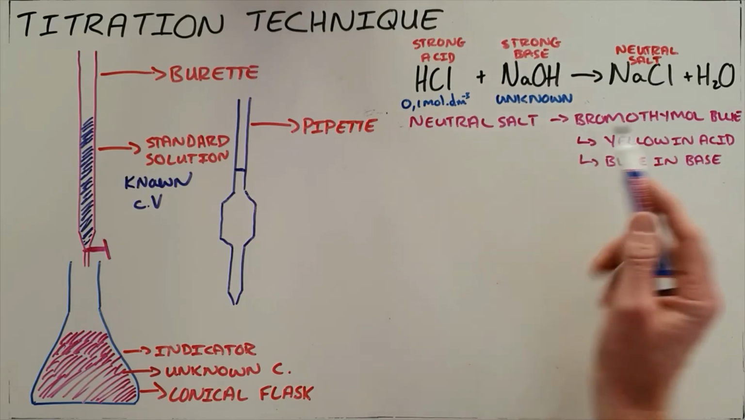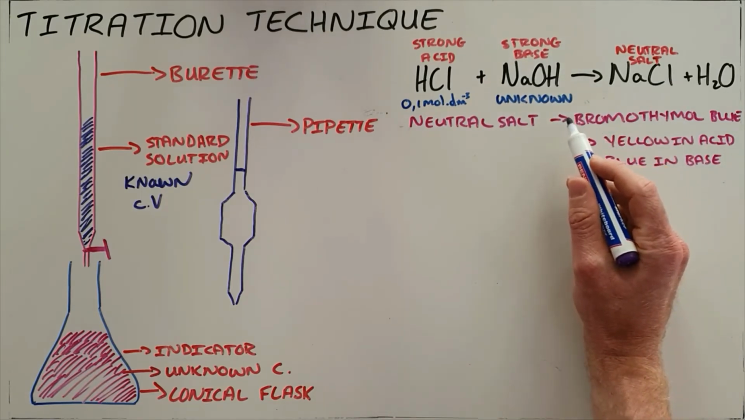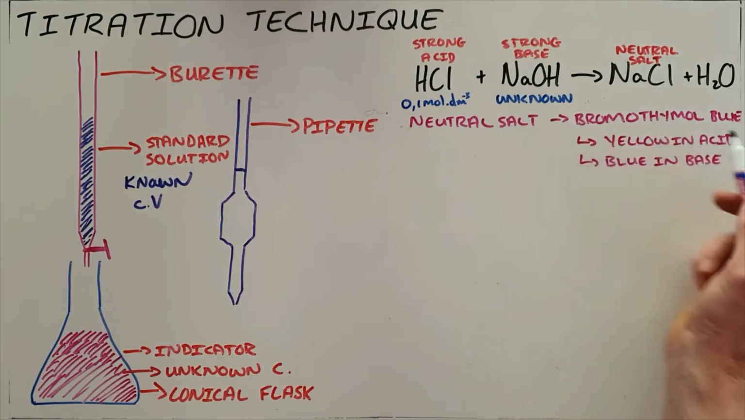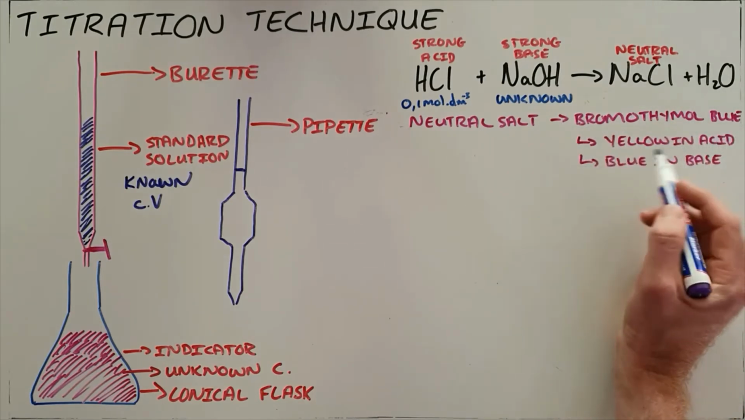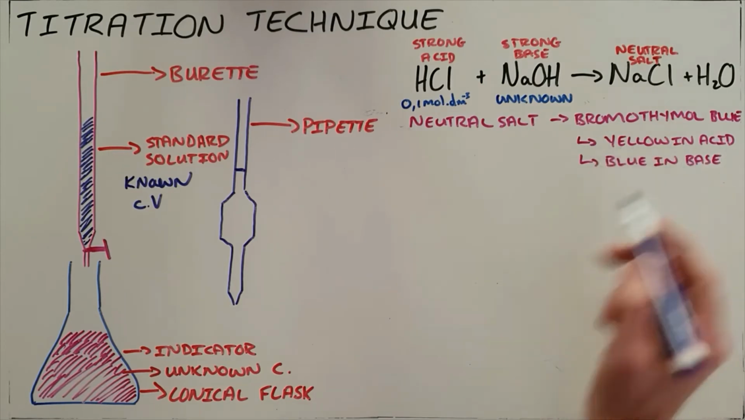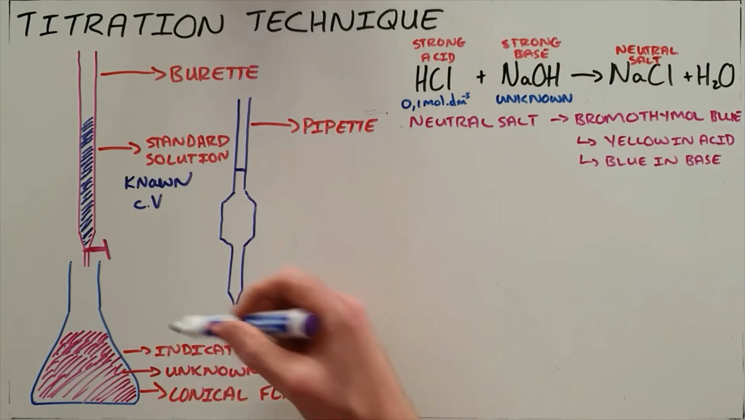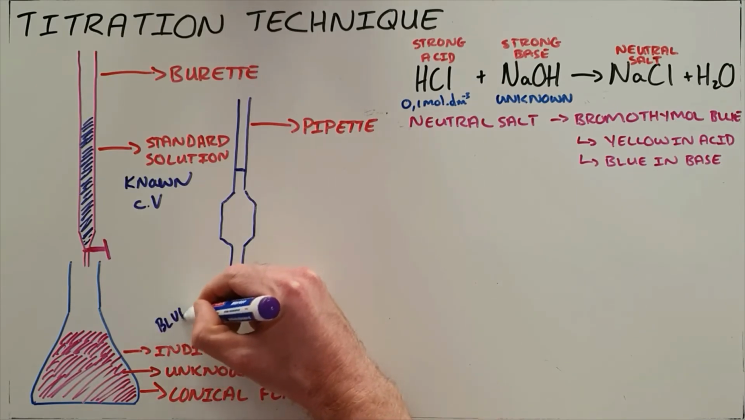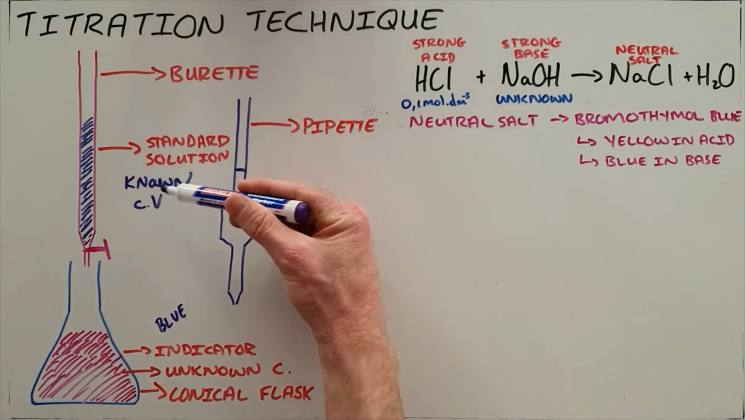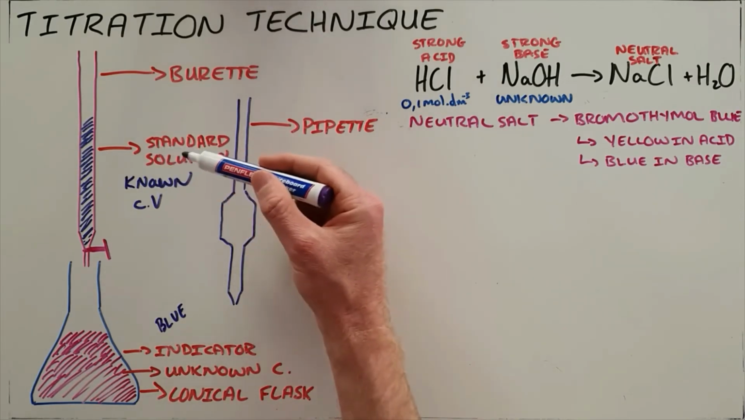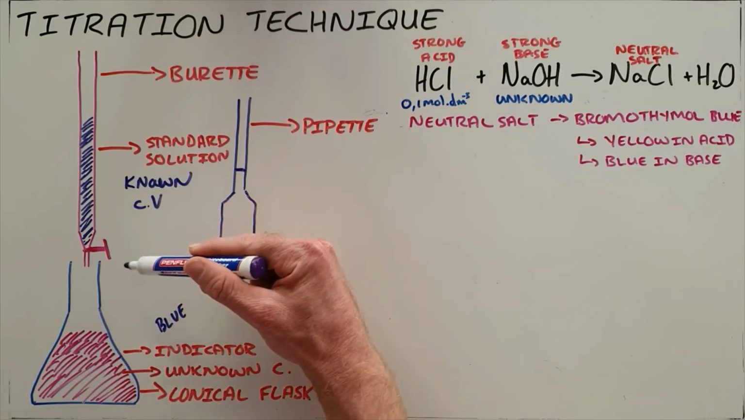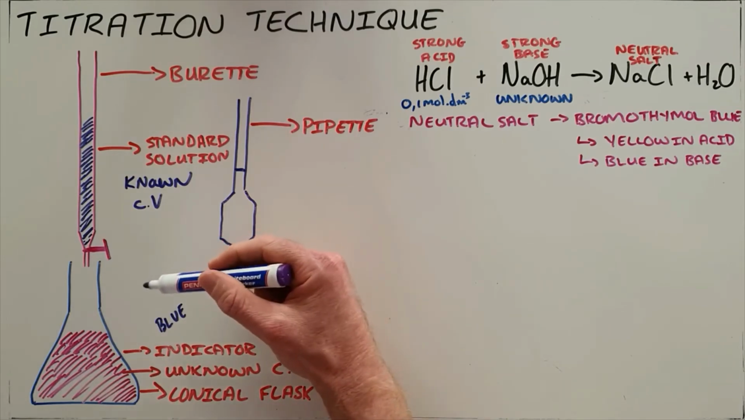Since we know that the salt is neutral, we are looking for an indicator that would indicate in the range of neutrality around a pH of 7, and that would be bromothymol blue, which is yellow in an acid and blue in a base. So we would add the indicator to our unknown substance, so it would start out blue in color. We would then slowly or systematically add our standard solution of known concentration to our unknown, and we would continue this until we reach the point known as the equivalence point.